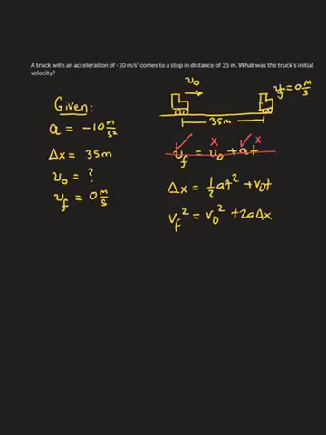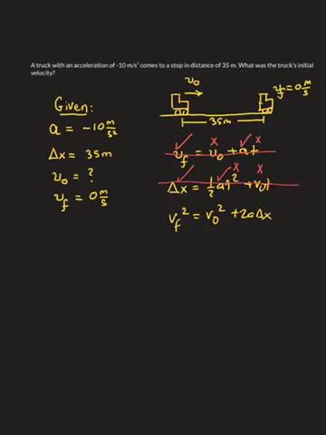Let's go to the second one. So delta x is something that we know. Acceleration, we know that. Time, we do not. Initial velocity, we do not. So we have the same problem. We have two unknowns in an equation, which means we're not going to be able to use that one.